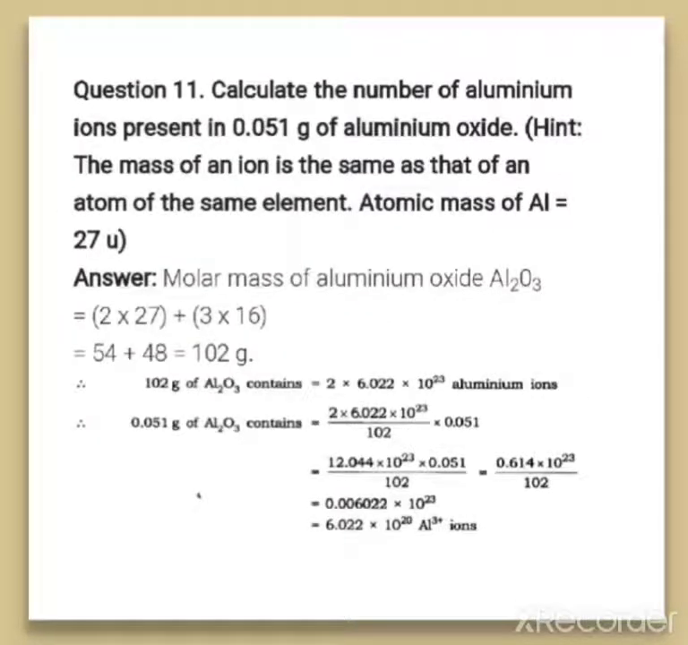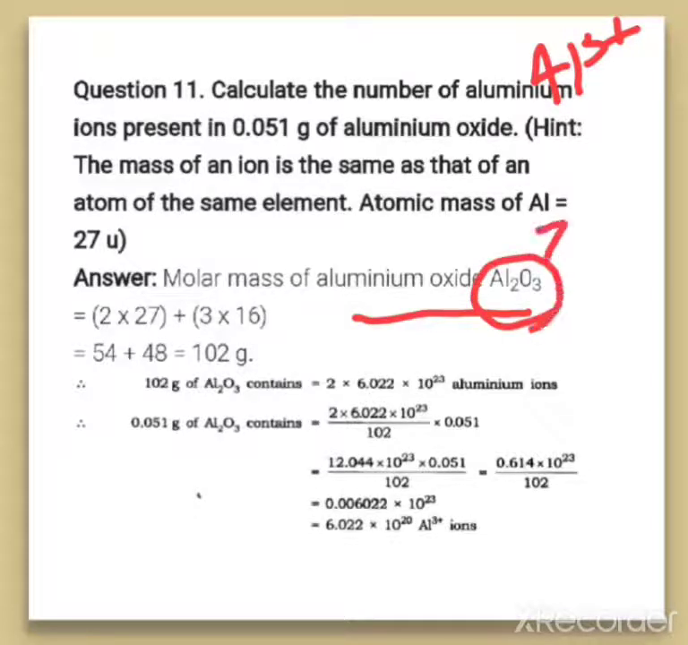Question number 11. Calculate the number of aluminium ions present in 0.051 gram of aluminium oxide. So here we have to find the number of aluminium ions, that means the number of Al3+ ions present in aluminium oxide. Formula for aluminium oxide, Al2O3. So in one Al2O3, how many aluminium ions are there? That is 2 aluminium ions present in 1 mole of Al2O3. So the molar mass will be 102 gram for aluminium oxide.